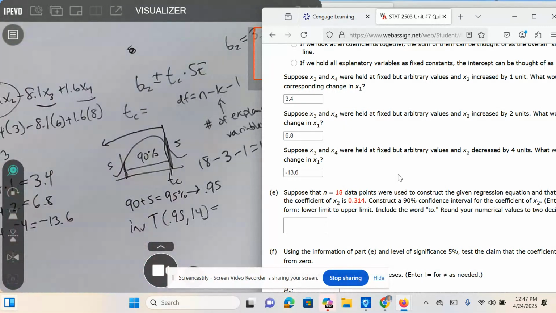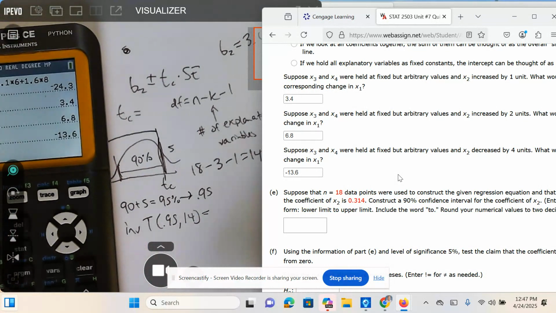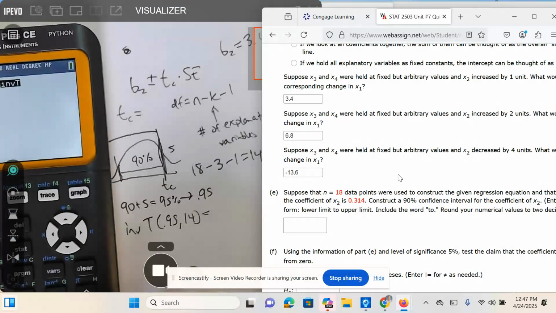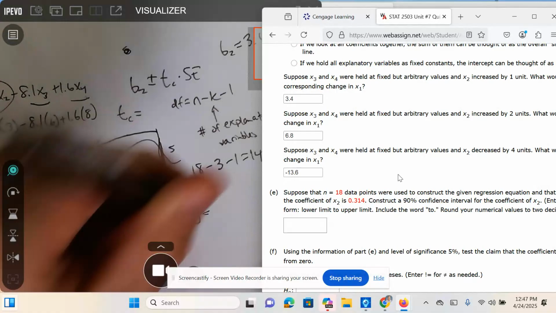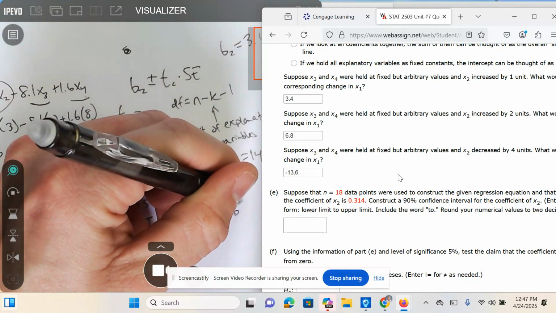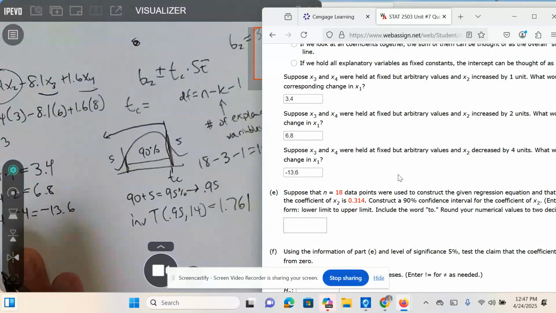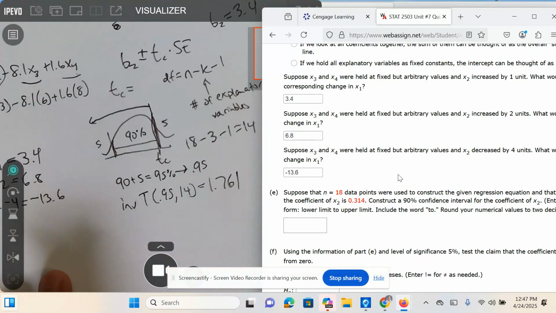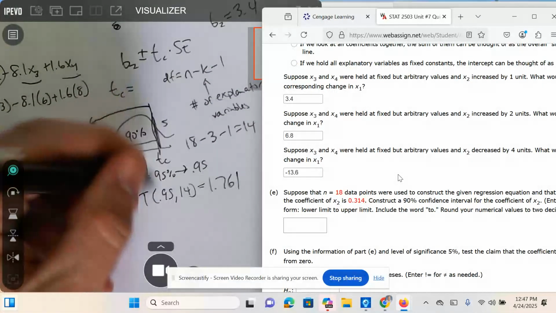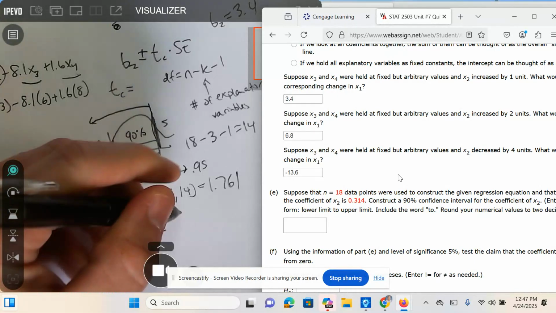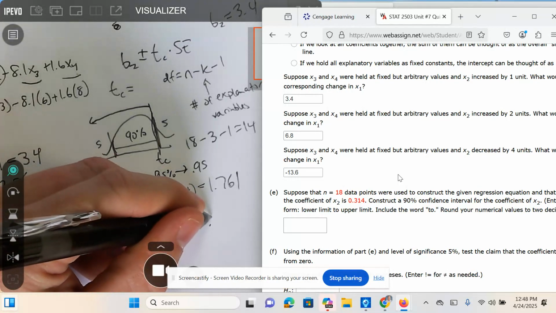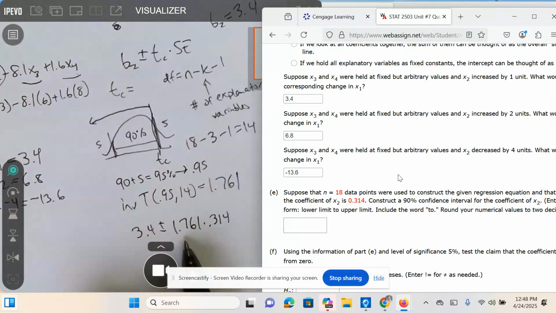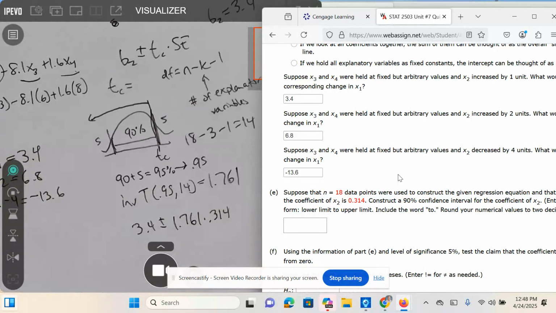You can go to second bars to get inverse t. So second bars, inverse t, 0.95, 14, 1.761. Okay, and that's not my answer. That's going to give me the critical value. I'm closer though. So now my slope, b2, is 3.4, plus or minus my critical value, which is 1.761, times the standard error, which is 0.314. And so I need to multiply those together and then add and subtract it from 3.4.